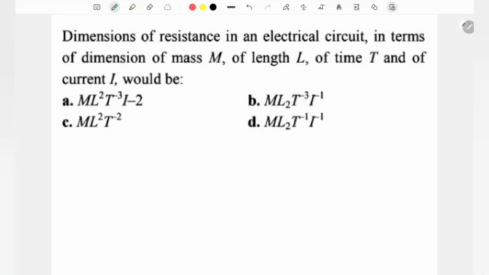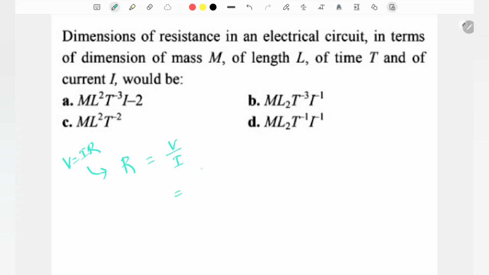Dimensions of resistance in an electrical circuit in terms of dimensions of mass and dimensions of length and dimensions of T, and finally in the dimensions of current I would be. We know that resistance R is equal to V by I. From Ohm's law, V is equal to IR. Separating R, we get R is equal to V by I.